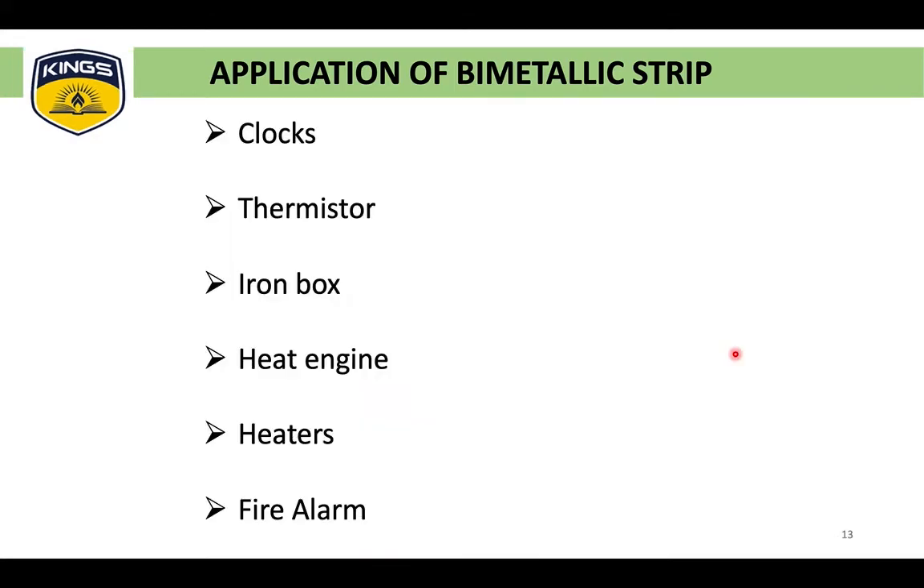Also, many other applications are used in clocks and thermistors. Already we know the details about the thermistor, that with respect to heat, it changes its resistivity. Iron box: nowadays we are using modern iron boxes with weightless technology and automatic switches, in which they use bimetallic strips. Next, similarly, heat engines and water heaters used in our homes. Fire alarm, already we have discussed.